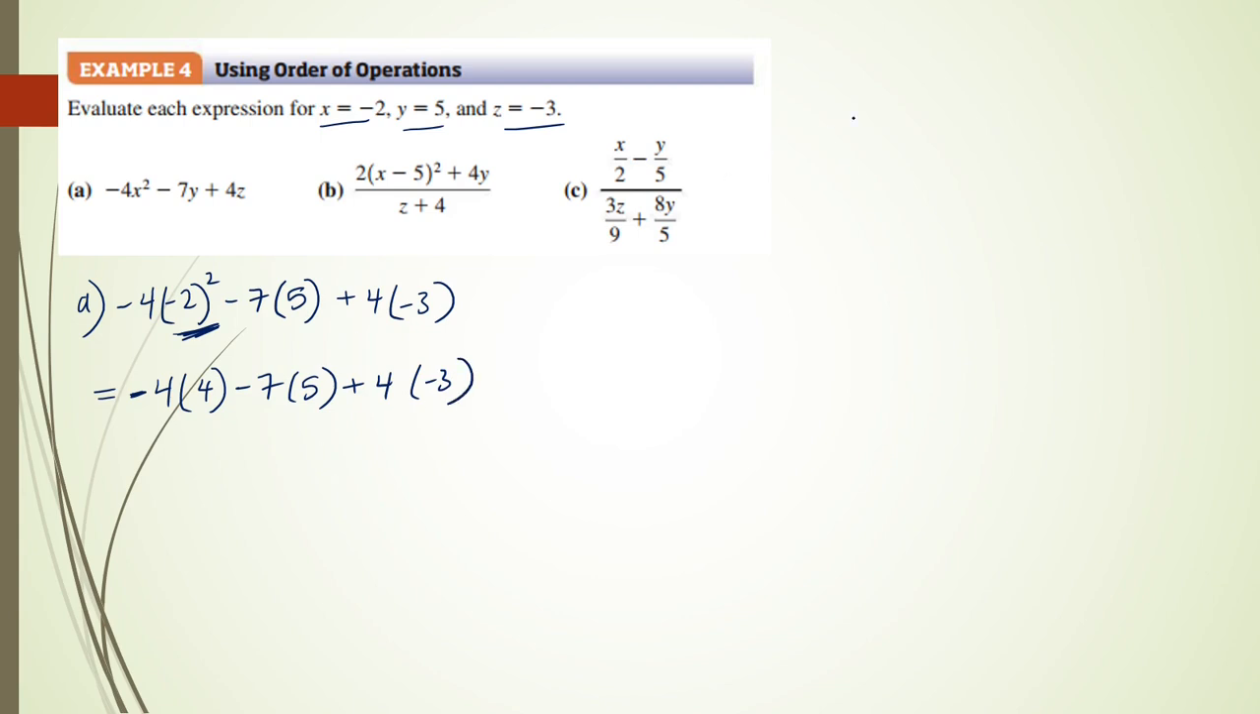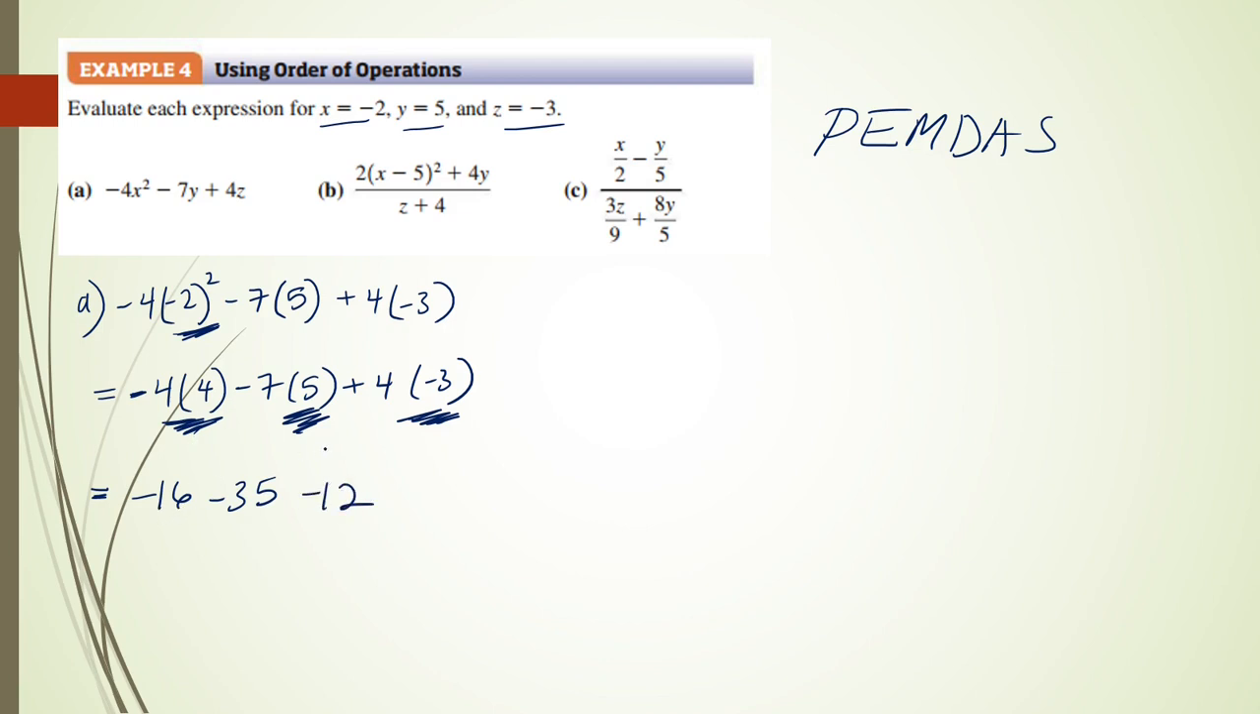The next step is our multiplications or divisions. And in this case, we need to multiply this, this, and this. We'll do that from left to right. Negative 16 minus 35 minus 12. Negative 4 times 4 is negative 16. Negative 7 times 5 is negative 35. 4 times negative 3 is negative 12.